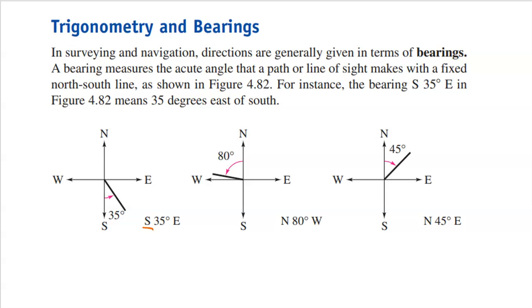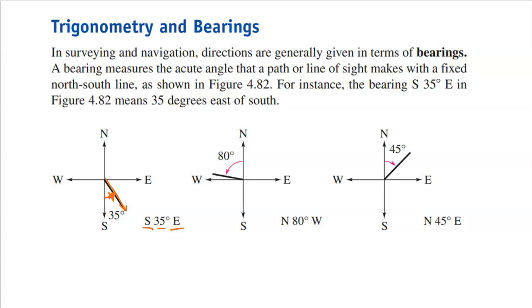So when we say south 35 degrees east, what we mean is that's basically going southeast. Everybody should know what southeast is. So here's that southeast direction, and it's 35 degrees measured from the south. So it's not measured from the east. It's always measured from the south, always.